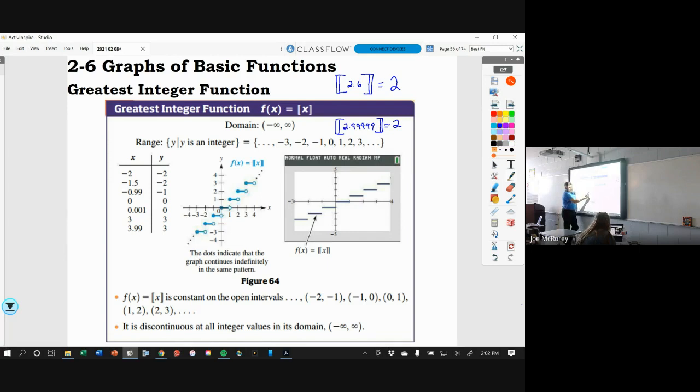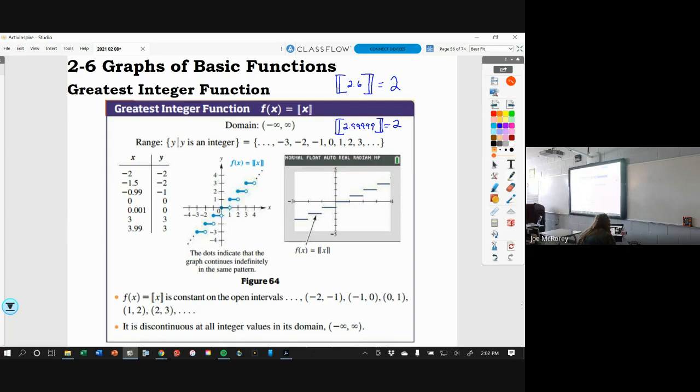I'm going to start on the positive side. The second we're at 0, 0 is an integer. And it's going to stay 0 until it gets to 1. As soon as you get to 1, boom, it changes. At 1, it goes up to 1. And it stays 1 until 2. And then it jumps up.